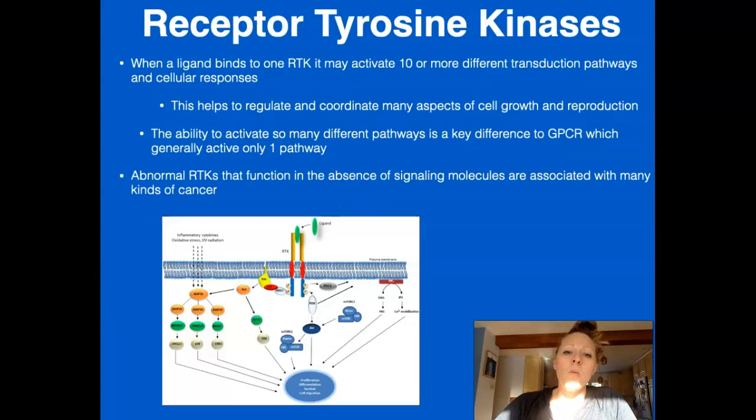And so why would a cell develop more than one way to send a signal externally to internally? Well, the GPCR is going to activate just one signal transduction pathway. However, this is going to be a broader tool. One RTK molecule here can activate more than 10 different transduction pathways. It's going to be a greater tool, one that allows for a larger message to be sent, and so this is going to allow a message to be sent more quickly.